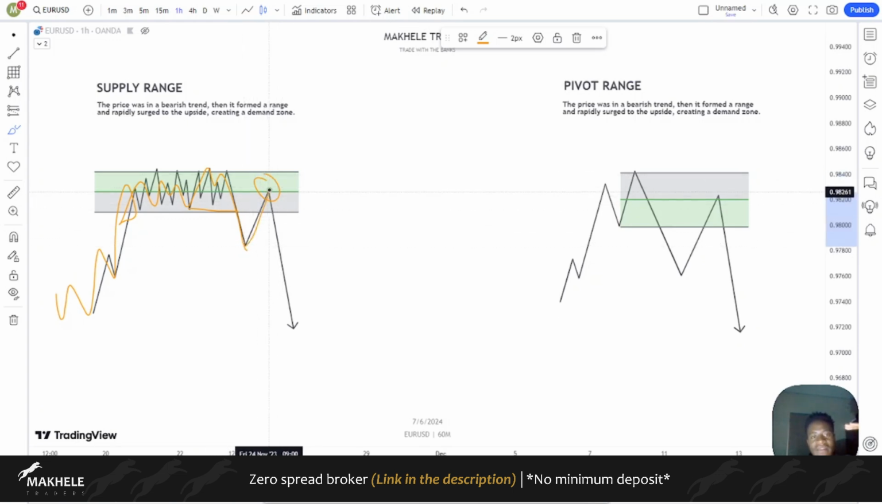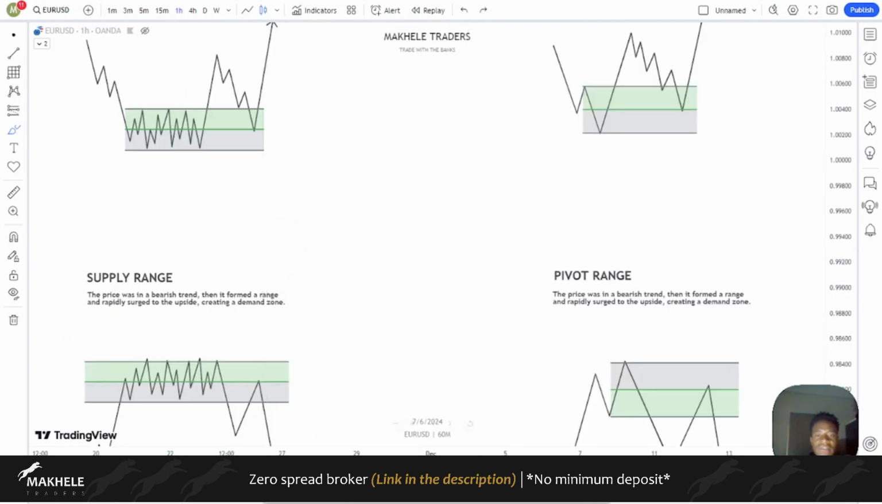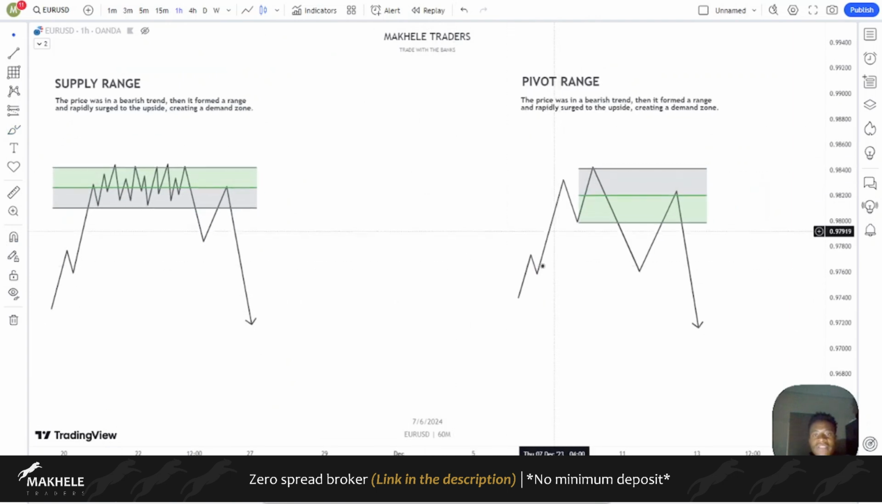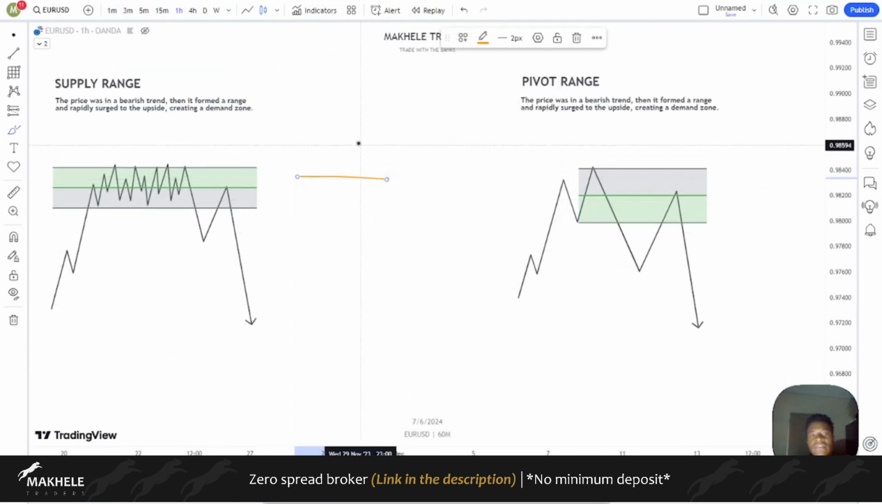And price, after mitigating this zone, it tends to what? Continue dropping to the downside because it has printed what? A reversal pattern or price action, if you want to call it that. So let's continue. The pivot example, it's a V-shape, guys. Don't forget that it's a V-shape. The difference between these two: this one is a range, this one is a V-shape.